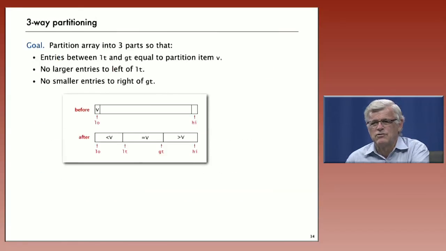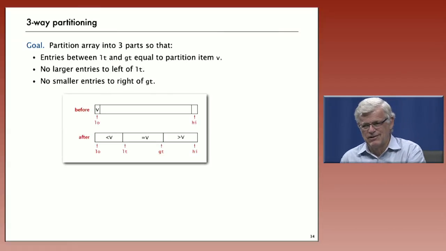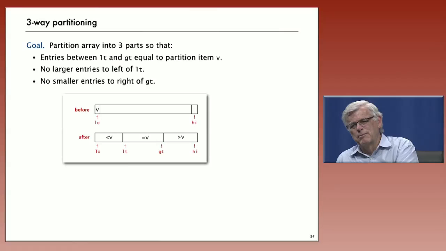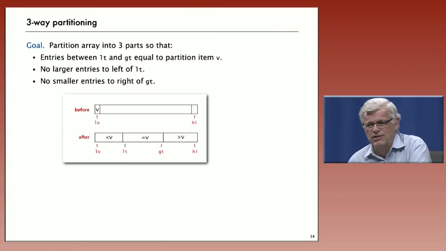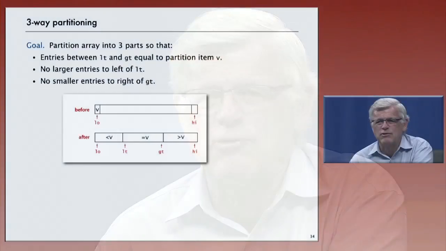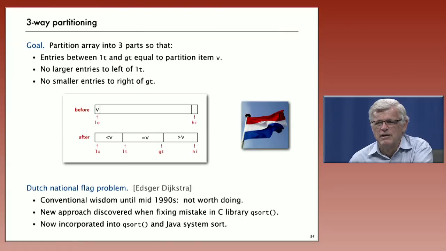So the goal is so-called three-way partitioning. What we want to do is get the array into 3 parts, so that now we have 2 pointers into the middle. One is the boundary between the keys that are less than the partitioning element and those that are equal to the partitioning element. Another one is the boundary between the keys that are equal to the partitioning element and the ones that are greater. And then in the middle are all the equal keys. That's what we'd like to arrange.